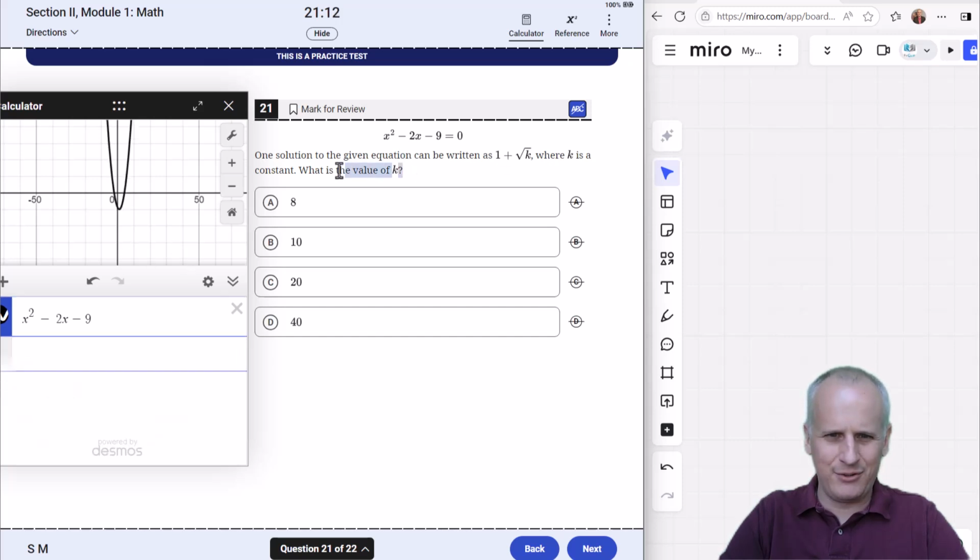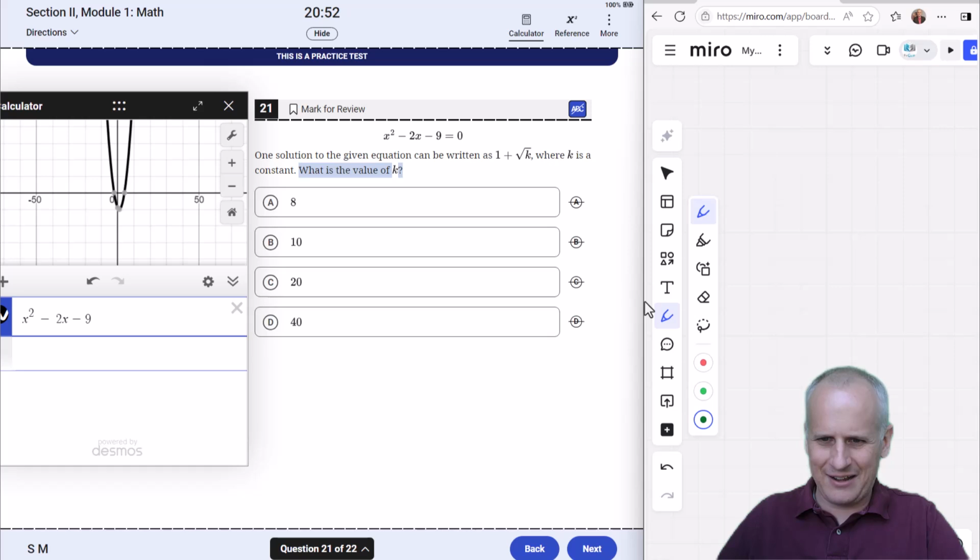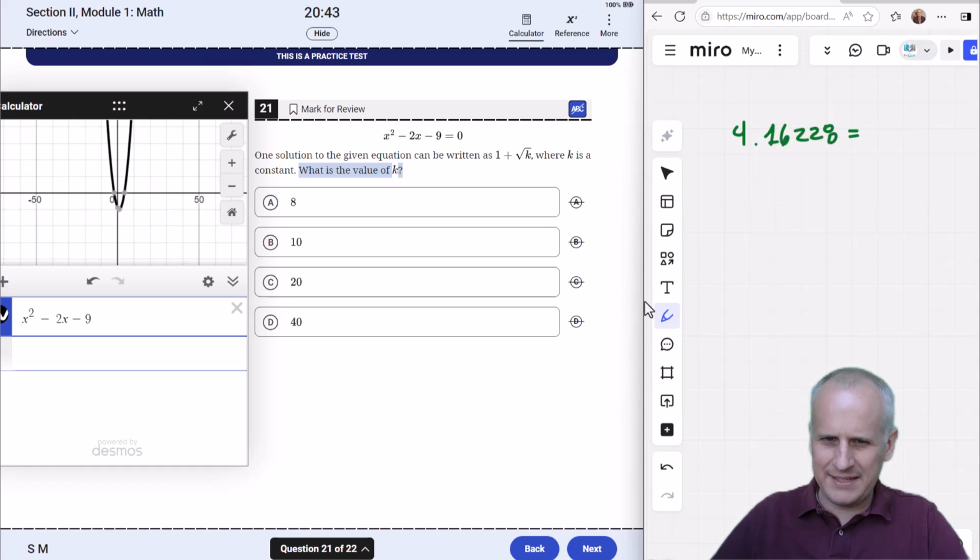We're being asked for the value of k, knowing that one of the solutions can be written as 1 plus the square root of k. Okay, so that means that whatever this dot here is has to be equal to 1 plus the square root of k. So I know that that was 4.16228. So I'm going to just come over here, write it down for ease of reference. We know that 4.16228 is equal to 1 plus the square root of k.